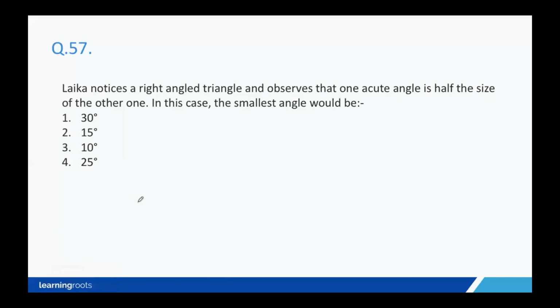Coming to 57. Leica notices a right angle triangle. So right angle triangle, this is 90 degrees. And she observes that one acute angle is half the size of the other one. So one acute angle is half the size, so this is x by 2.